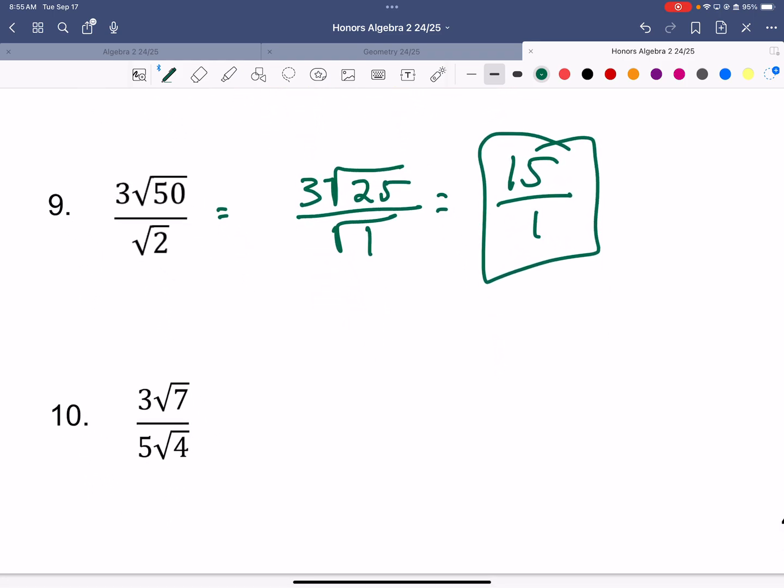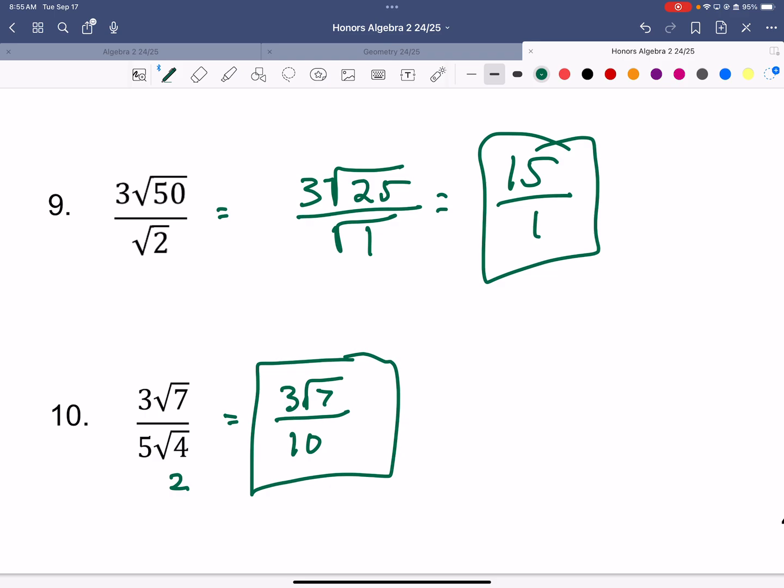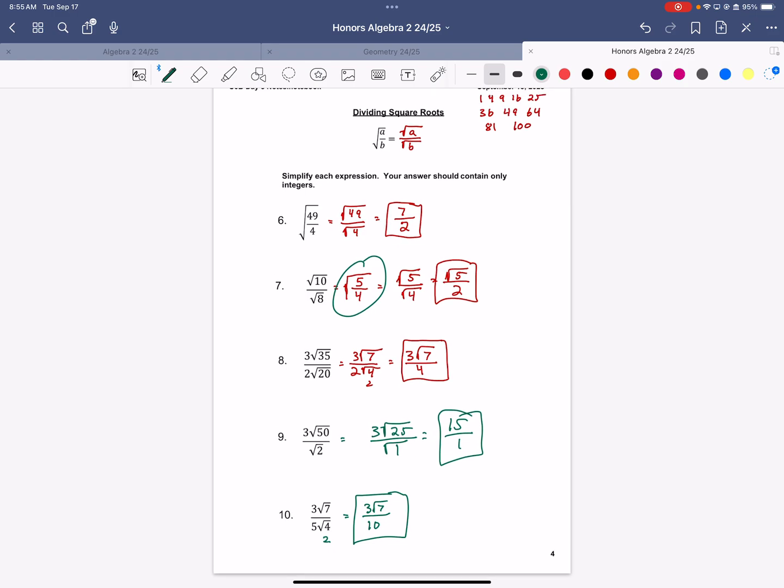Let's look at number 10. Do you see a perfect square? Yeah, there's a perfect square right there. Don't need to do anything with the numerator. What's the square root of 4? It's 2. 2 times 5 is? There's your solution.